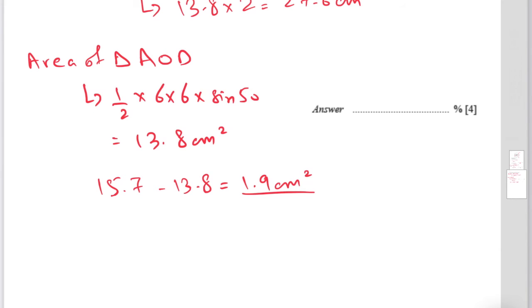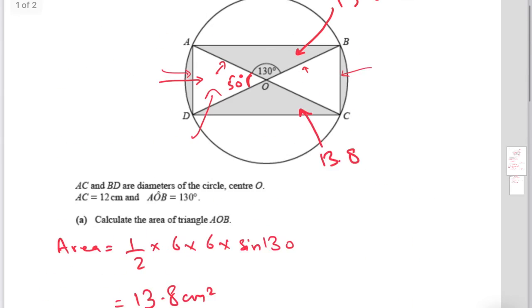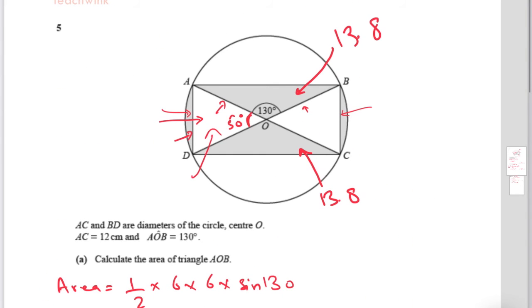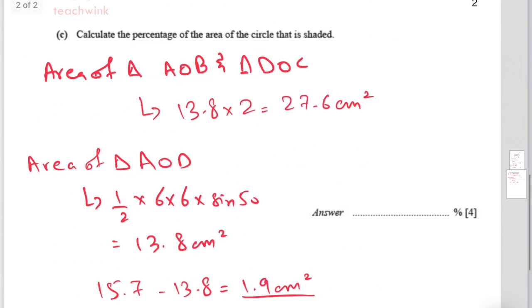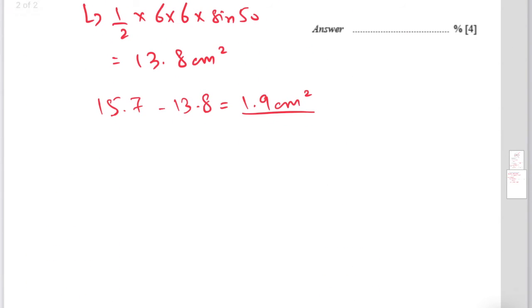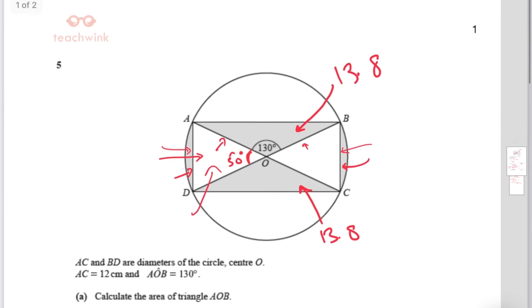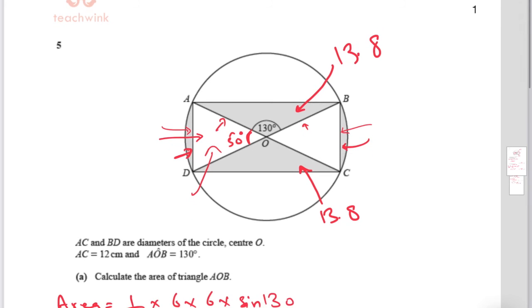This is the area of the shaded part over here. Now we multiply it by 2 because the area on this side would be the same. So when we multiply 1.9 by 2, we get 3.8. So 3.8 centimeters squared is the area of the smaller shaded part at either ends, or we can call it the area of the segment AOD and the segment BOC.